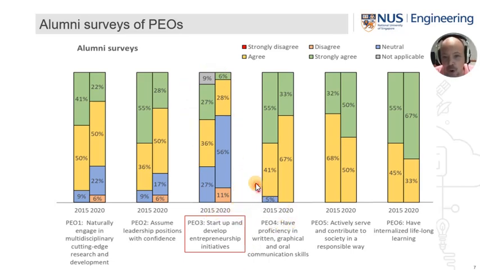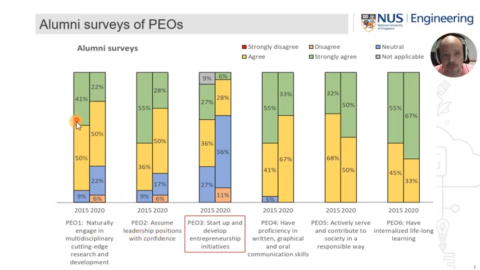We have PO4, which is about communication, PO5, which is about being responsible in what you do, and PO6, which is about internalized lifelong learning. Now, let's look at the colors, and what I want to draw your attention to here are the green and the yellow-orange colors, because those are where our alumni say that they strongly agree that they have met these POs, that they are indeed able to naturally engage, that they are indeed able to assume leadership positions and so forth.